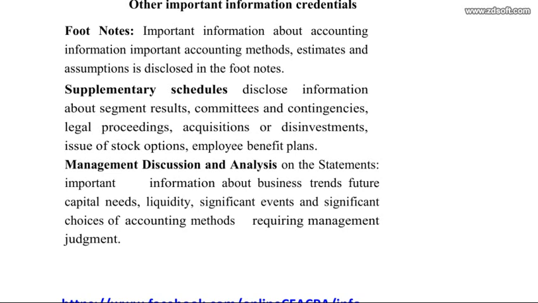Important information about the trends and the future. What is the trend, and what are we going to do in the coming future? To do that, what are our capital needs and capital requirements? If we enter into a project, what is the liquidity? And many other essential, significant pieces of information related to accounting methods and management judgment will be explained under MDA.